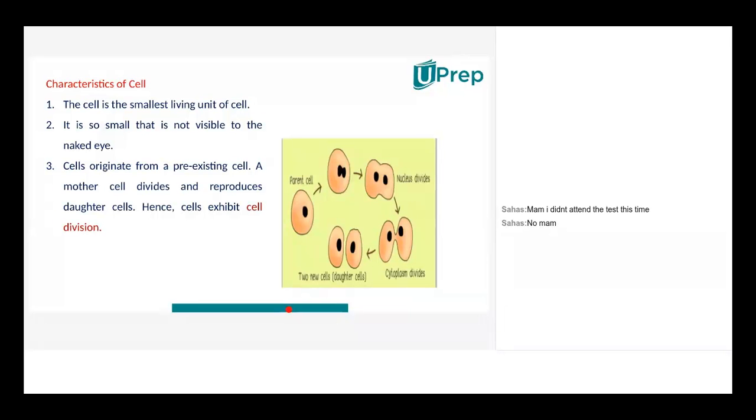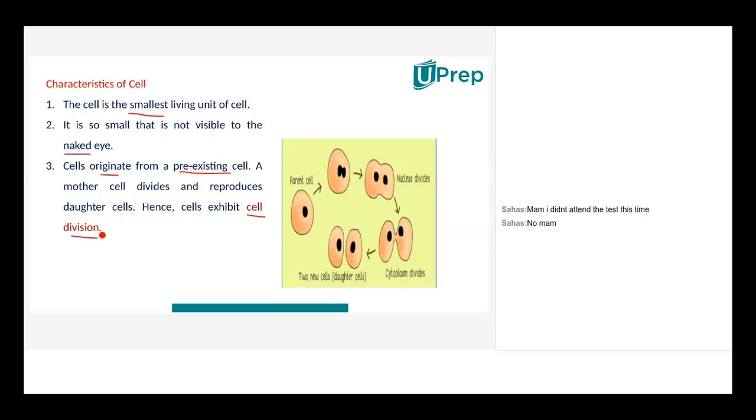Now if you see the different characteristic features of a cell: as we are saying, the cell is the smallest living unit. That you know. It is so small that we cannot see it with the naked eye; it's submicroscopic, we call it. And how do cells originate? Cells originate from pre-existing cells. What does this mean? I'm going to explain that with cell division.